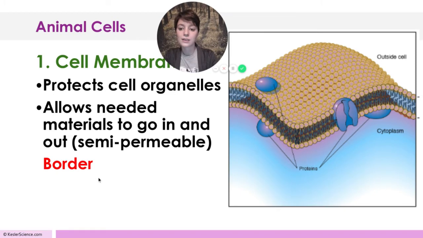And we're going to compare the cell membrane to the border. We don't want criminals coming in through our border. We want good people coming in through our border. Same thing, we don't want criminals coming out of our border. We want good people going out and giving other countries a good example of America.